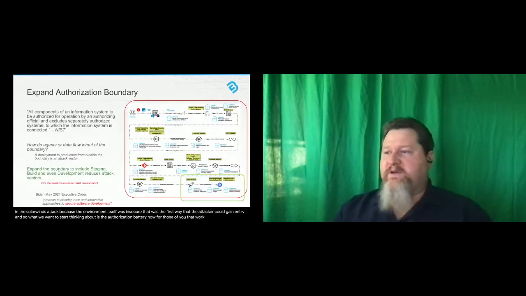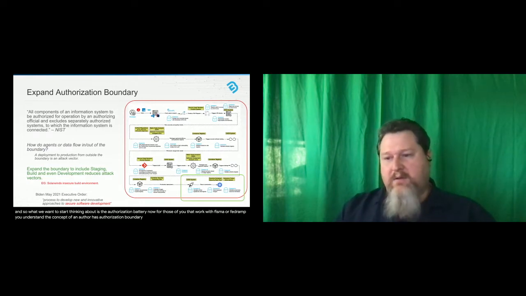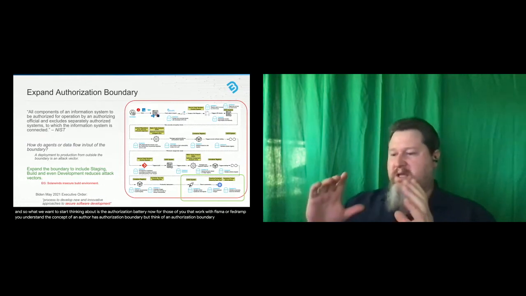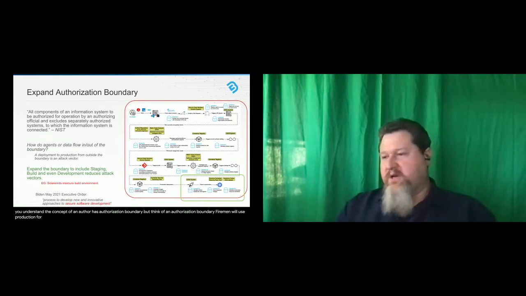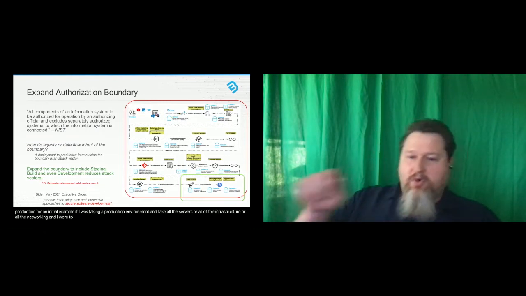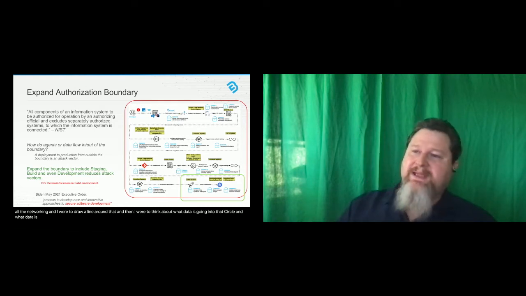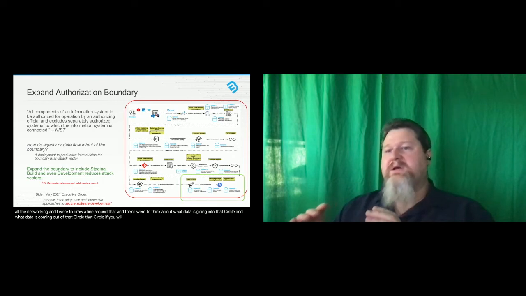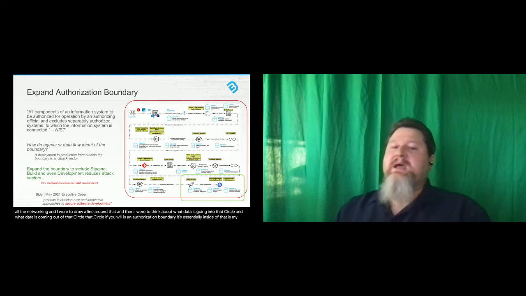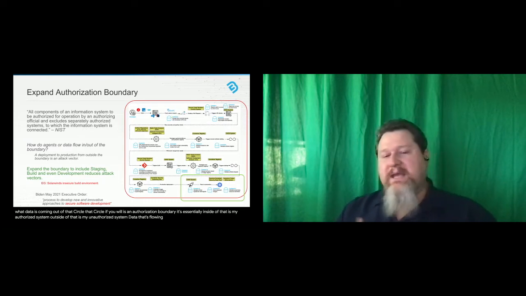Now, for those of you that work with FISMA or FedRAMP, you understand the concept of an authorization boundary. But think of an authorization boundary as really, if I were to take a production environment, and we'll use production for an initial example, take all the servers or all of the infrastructure or all the networking, and draw a line around that, and then think about what data is going into that circle and what data is coming out of that circle. That's the authorization boundary. Essentially, inside of that is my authorized system, outside of that is my unauthorized system. And what we want to be thinking about is the data that's flowing in and out of that system.